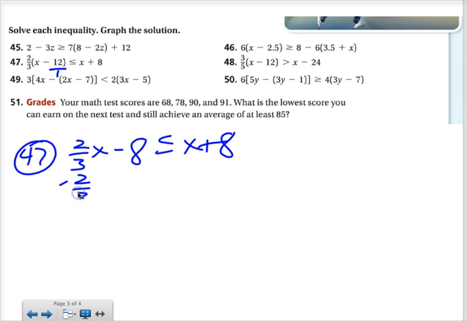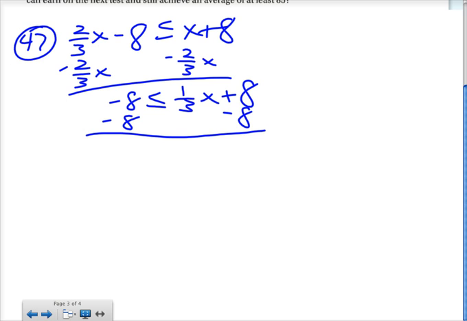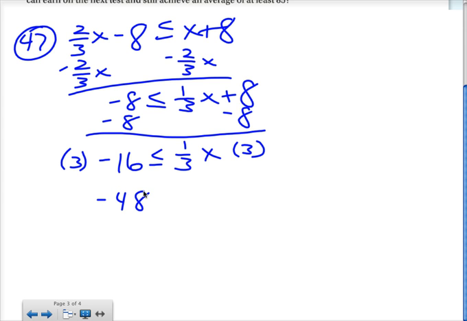Well, I'd go ahead and subtract the 2/3 x from both sides. Negative 8 is less than or equal to 1/3 x plus 8. Then subtract 8 from both sides. Keep it in mind, we don't have to flip the sign as long as we do not multiply or divide by a negative. And then to get rid of that 1/3, we're going to multiply both sides by 3. And that will be a negative 48.